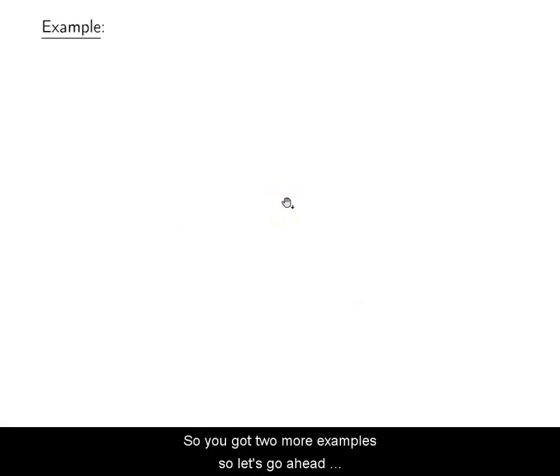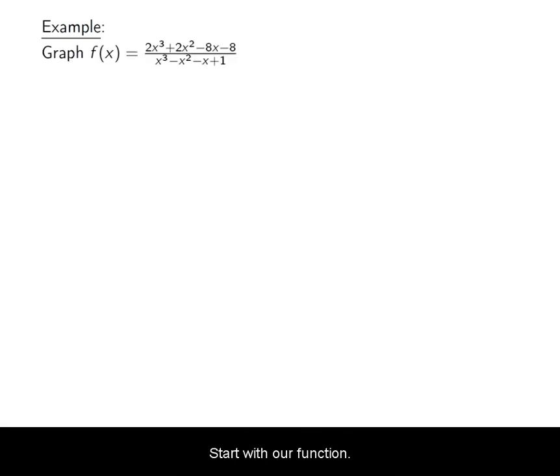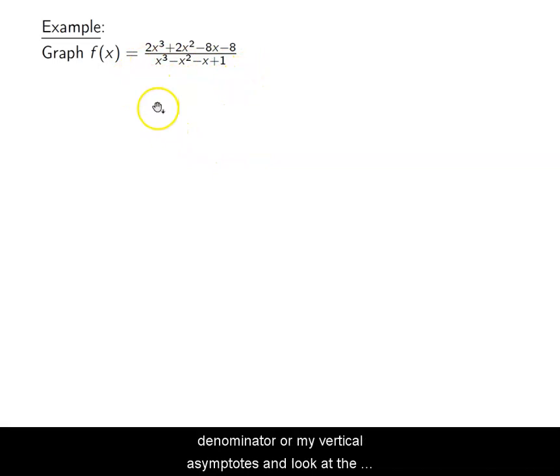So we got 2 more examples. So let's go ahead and work through them. We're going to do the exact same thing. We're going to start with our function. We're going to factor everything. Okay. The zeros of the numerator are the 0 values that I have for my x-axis. The zeros of the denominator are my vertical asymptotes. I look at the end behavior.